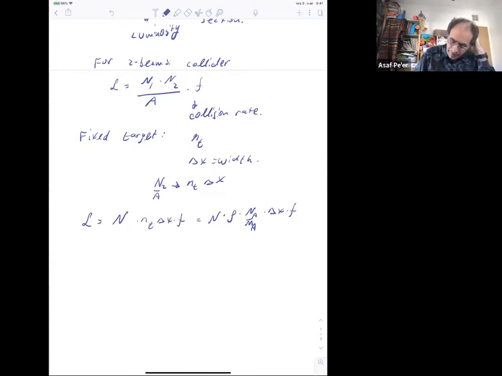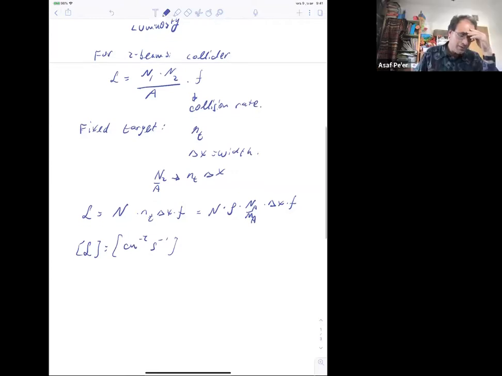Right, the units of L, it's centimeter minus 2, second minus 1. Right, everything is clear? Yeah, no, maybe? Yeah?